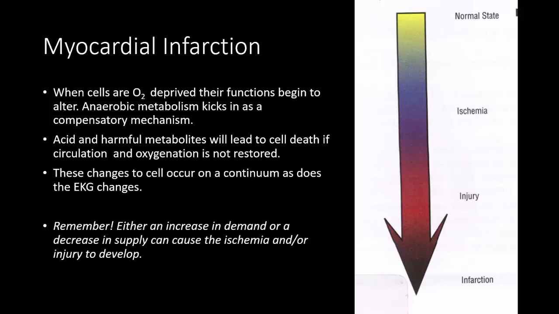These changes to the cell occur on a continuum as the EKG changes, so through the process of trends that we know, typically we see a progression of the ST segment, the T wave, and then the Q wave. Remember, either an increase in demand or an increase in supply can cause the ischemia and or injury to develop. So that's why we will do the treatment modalities that we are going to talk about coming up. Now, it's also very, very important to remember that you do not want to tax the patient any more than possible. You do not want to increase the oxygen demand of the patient's heart.